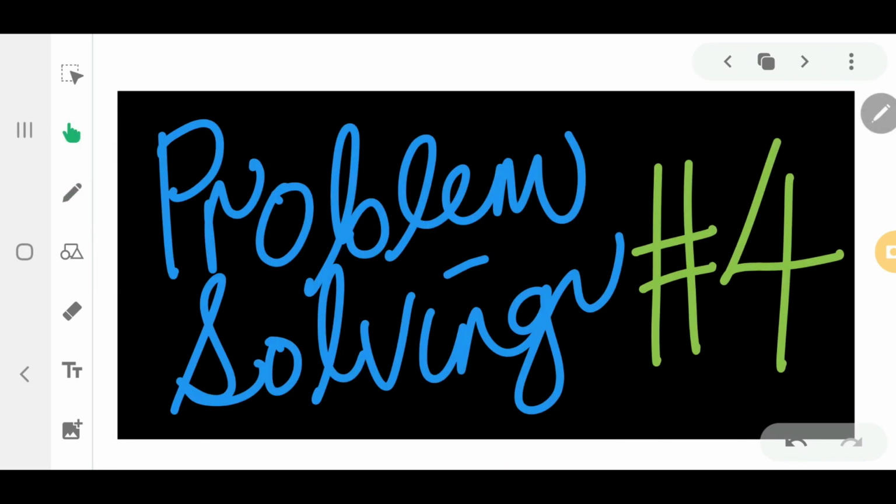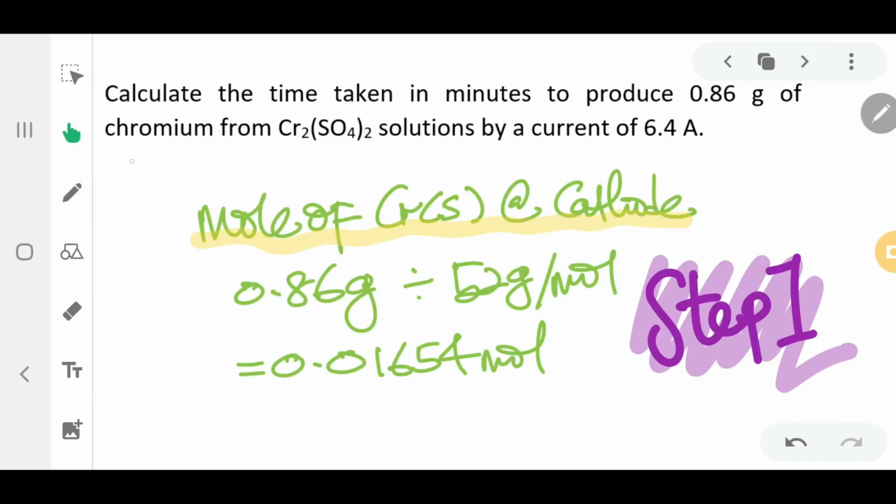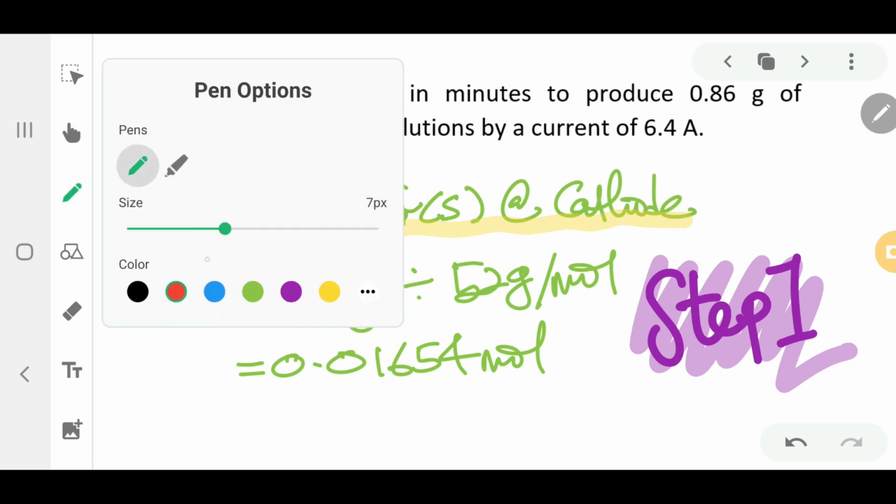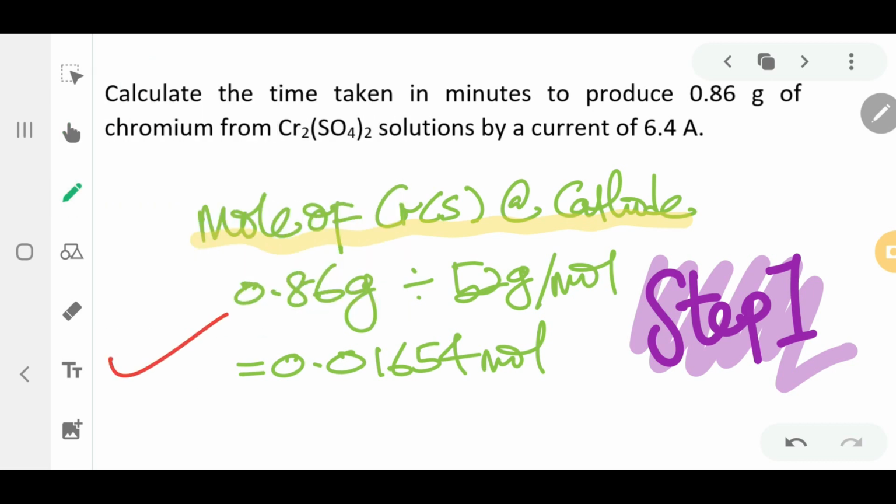For the last question, problem solving number 4, we have to calculate the time taken in minutes to produce 0.86 grams of chromium from Cr2SO4 solution by a current of 6.4 ampere. Step number 1. So we're going to find out the number of mole of chromium solid first, of which we have over here. And by doing this, you'll get 1 mark.